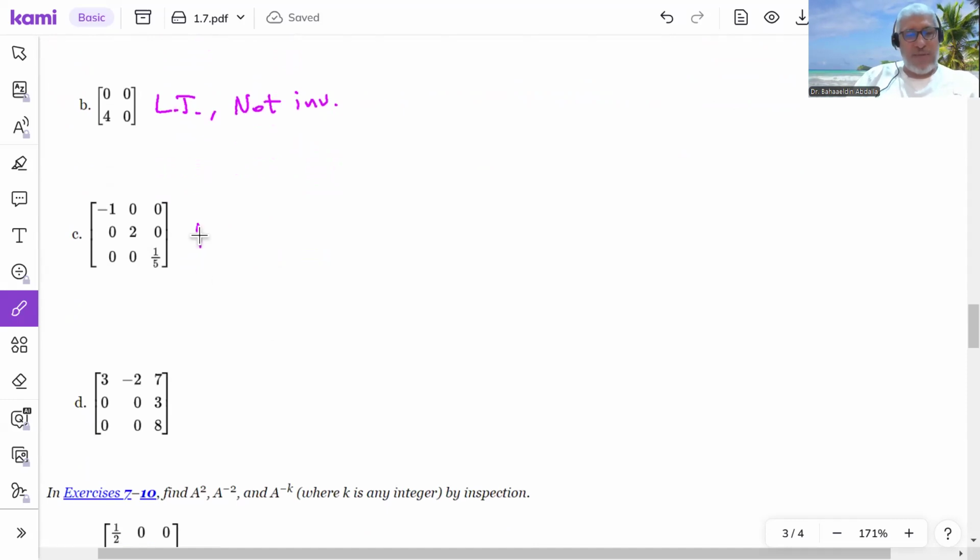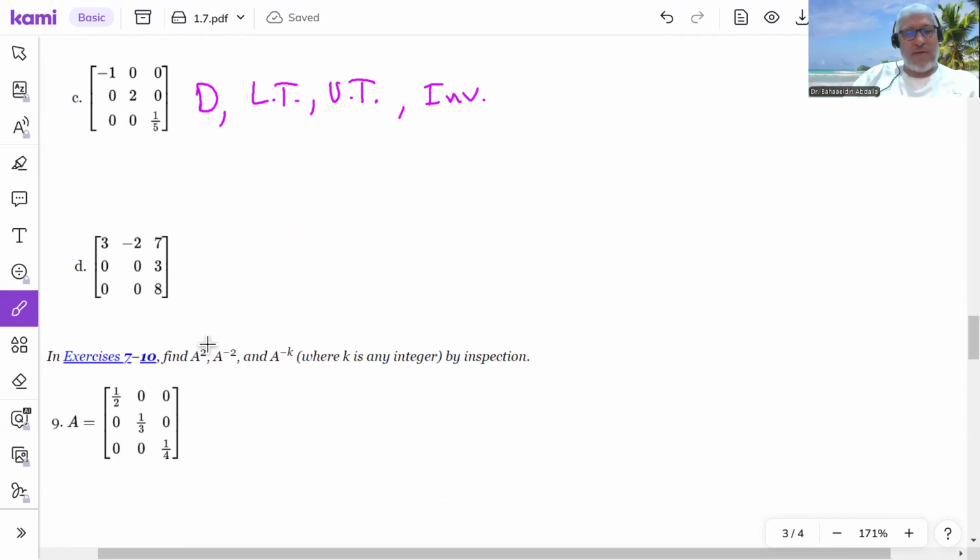This is a diagonal matrix. And since it's diagonal, I have zeros above the main diagonal, so it's lower triangular. And I have zeros below the main diagonal, so it's upper triangular. And it's invertible because I have non-zeros on the main diagonal. Here, this is an upper triangular because I have zeros below the main diagonal. And it's not invertible because I have 0 on the main diagonal.